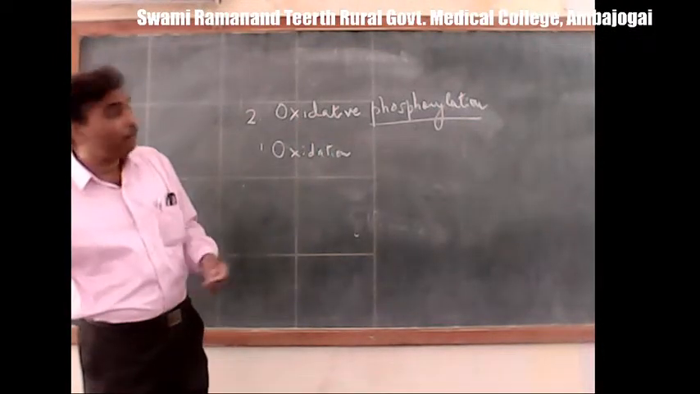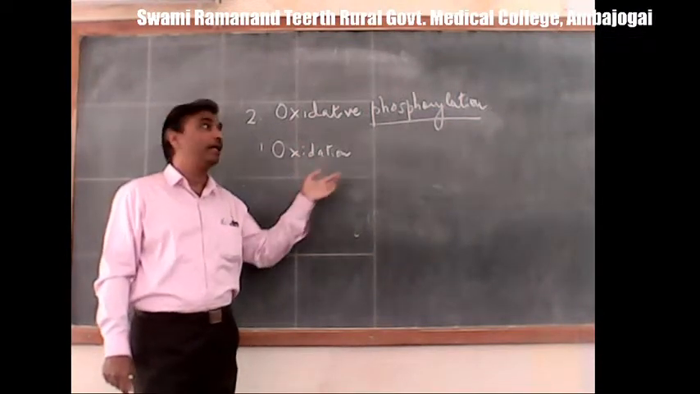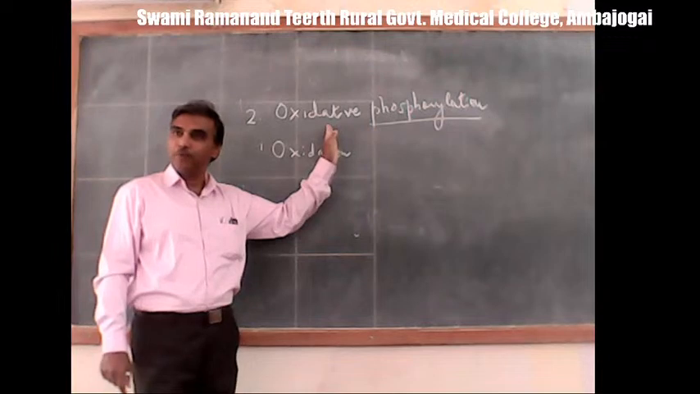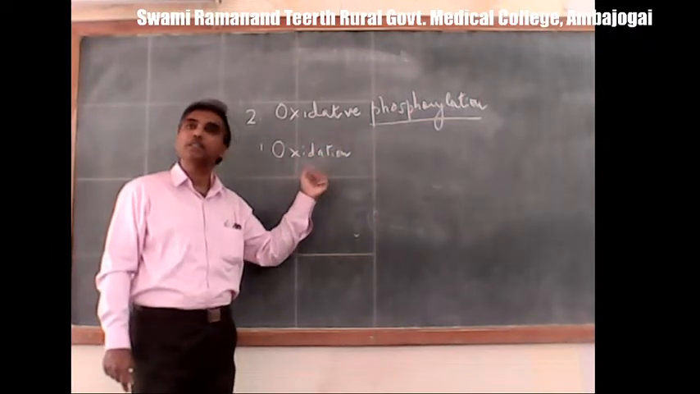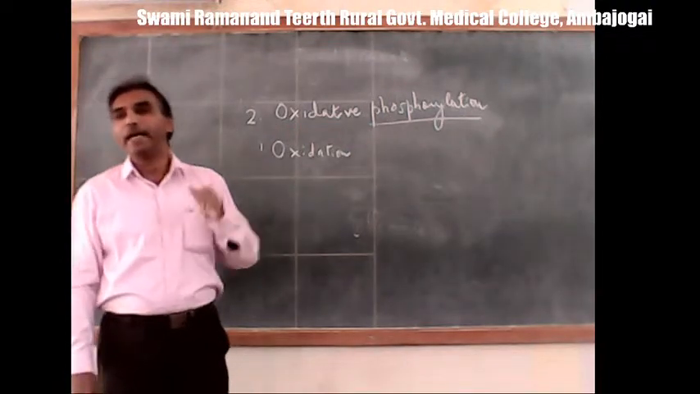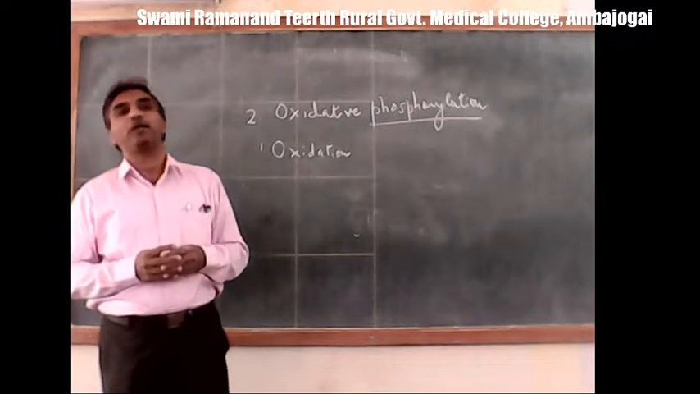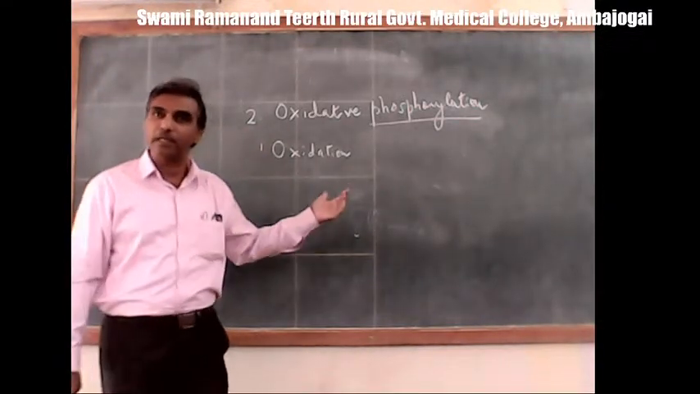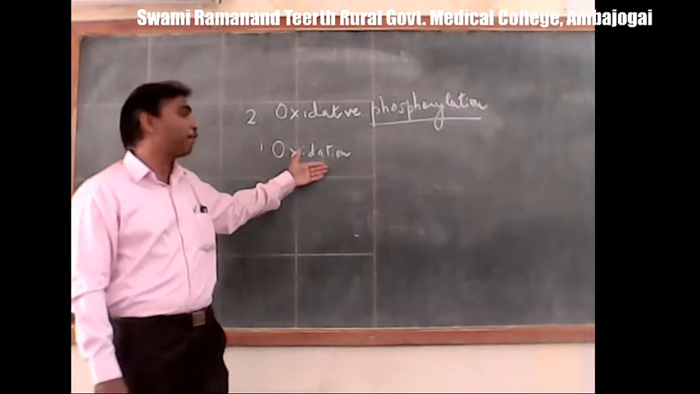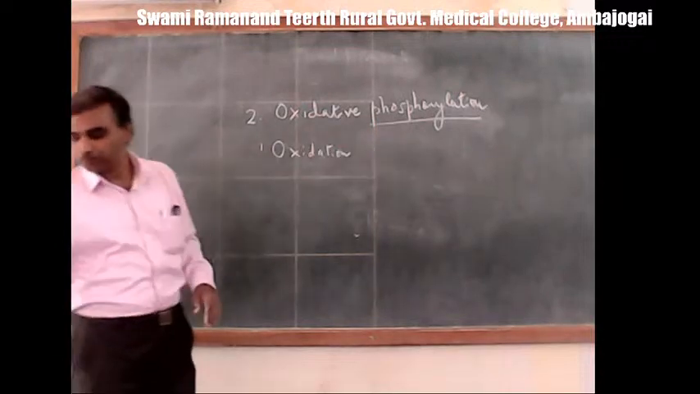Now mind well that all the oxidation processes in our body need not be related with oxidative phosphorylation. But most of the time oxidation occurs for the synthesis of ATP. So apart from oxidative phosphorylation, oxidation is also used for certain other things that we will study later in today's session. So this is oxidative phosphorylation.